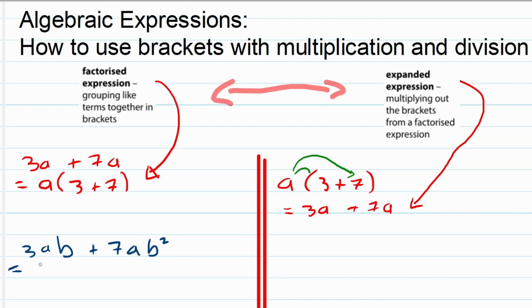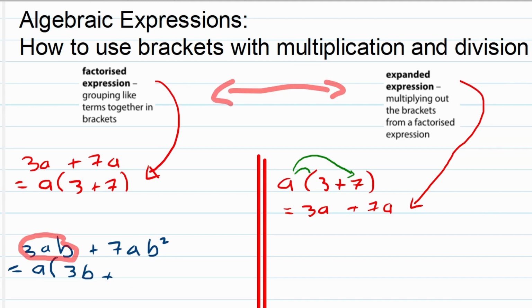And then the a is still the same. So over here, the a is the common factor. So what we write inside the bracket now is this term, 3ab, divided by the a. What is 3ab divided by a? 3b.